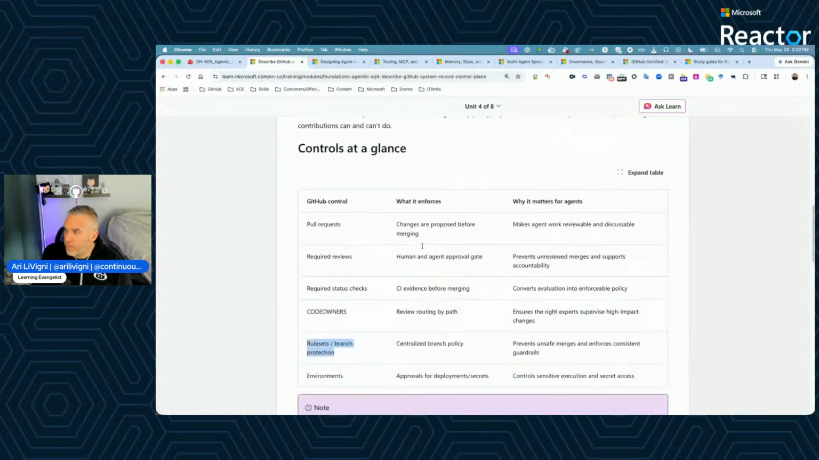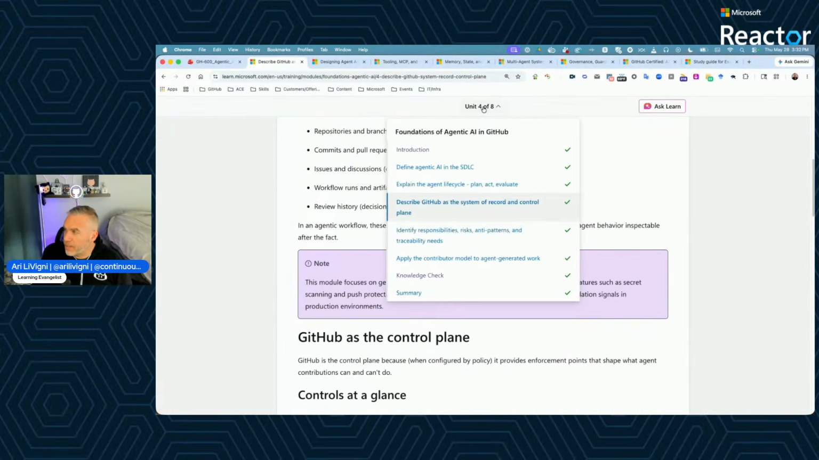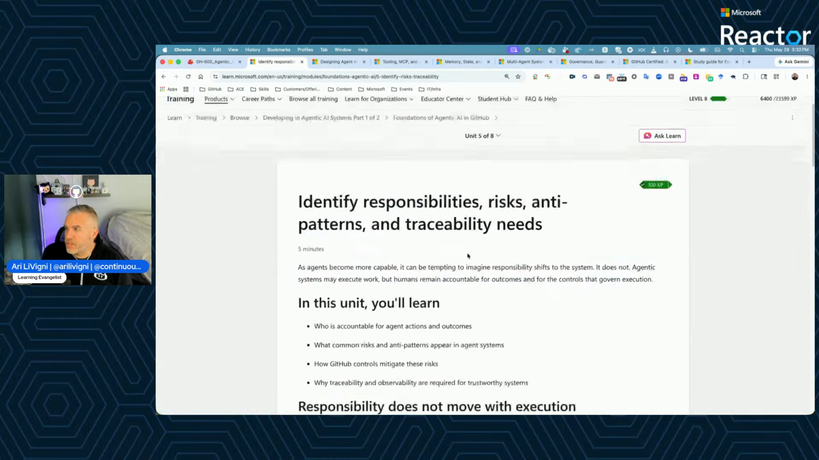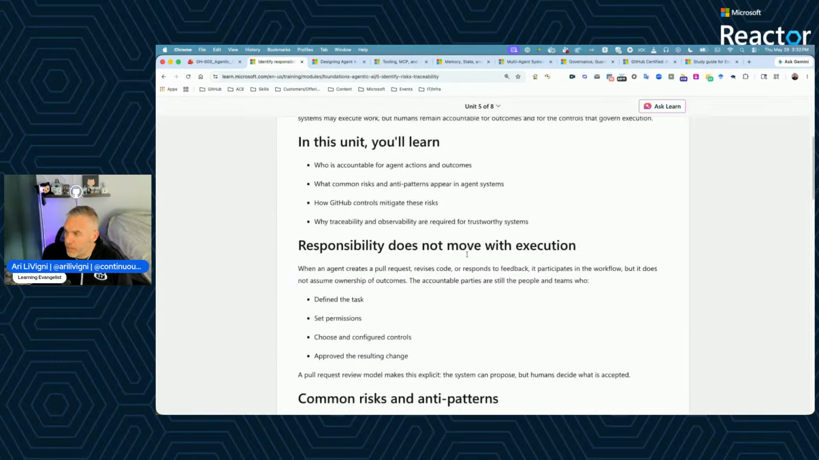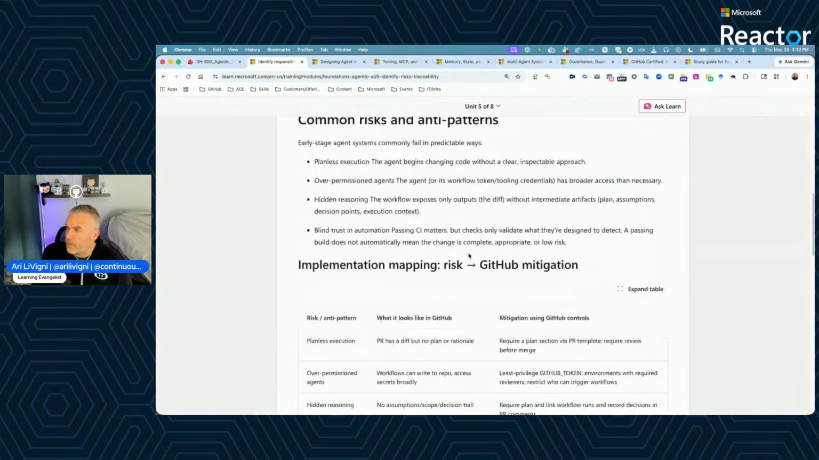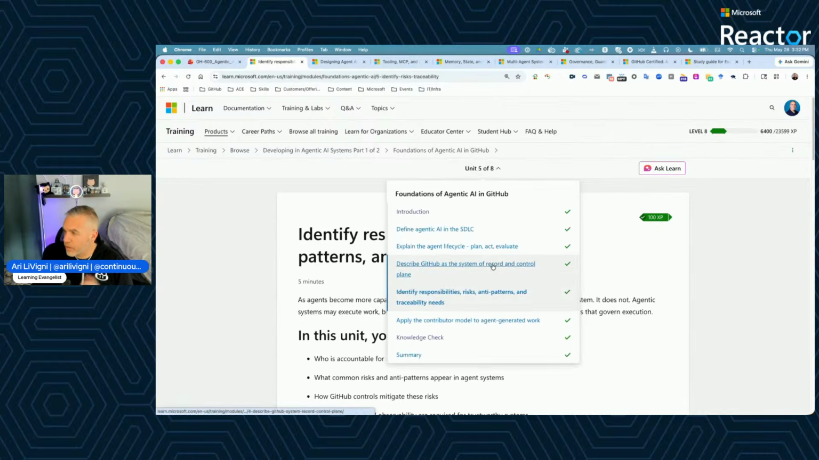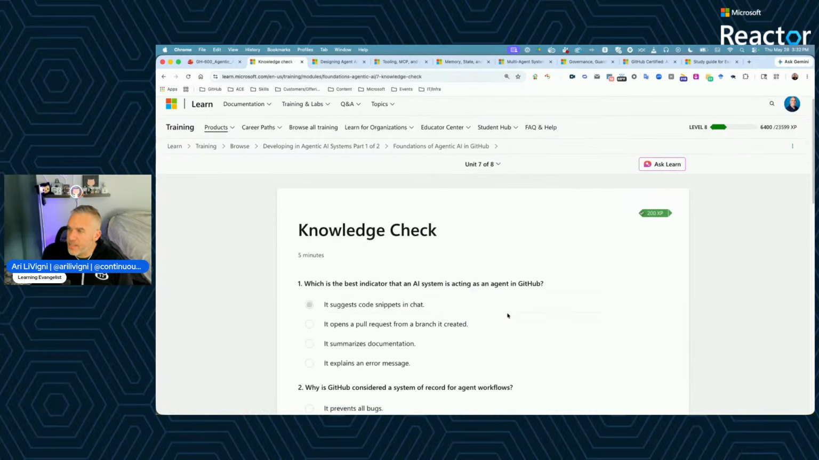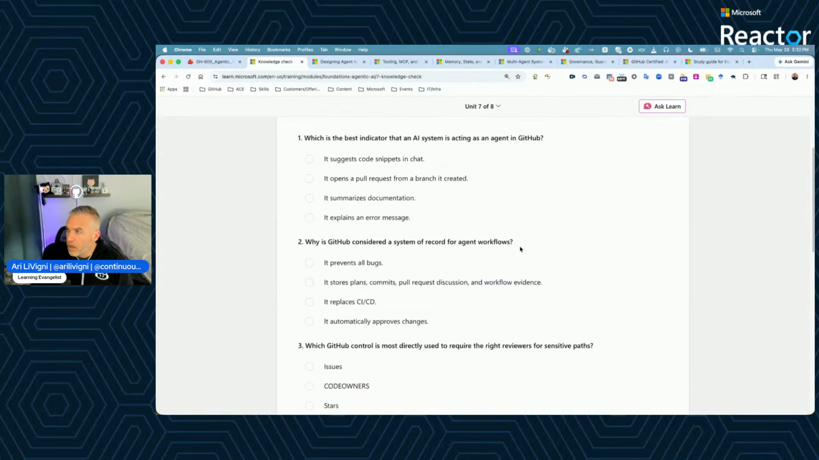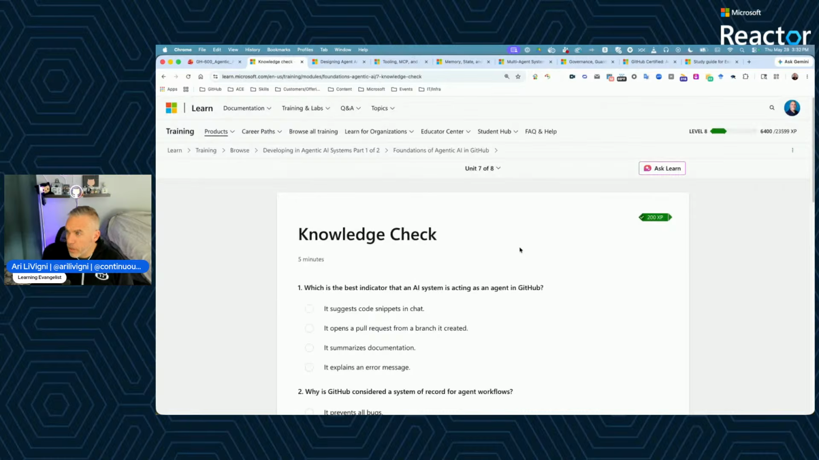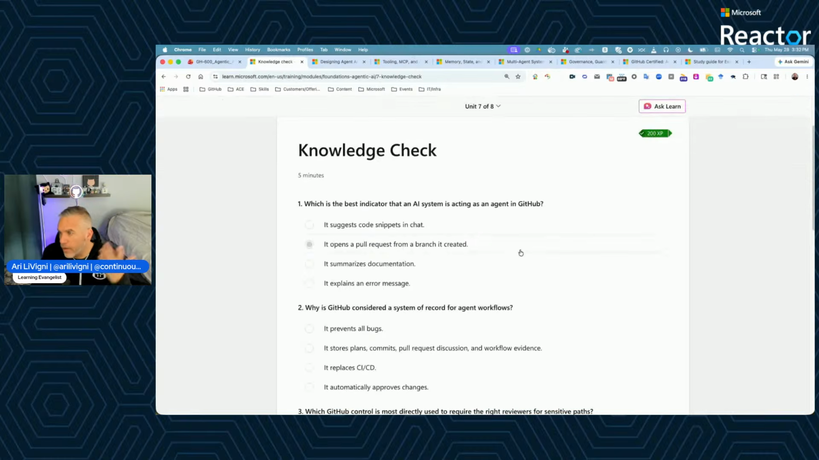Good information in these units that helps prepare for the exam. Identify responsibilities, risks, anti-patterns and traceability needs. That's for this first unit, this first module here. Like I said, each one of these has a nice little knowledge check.